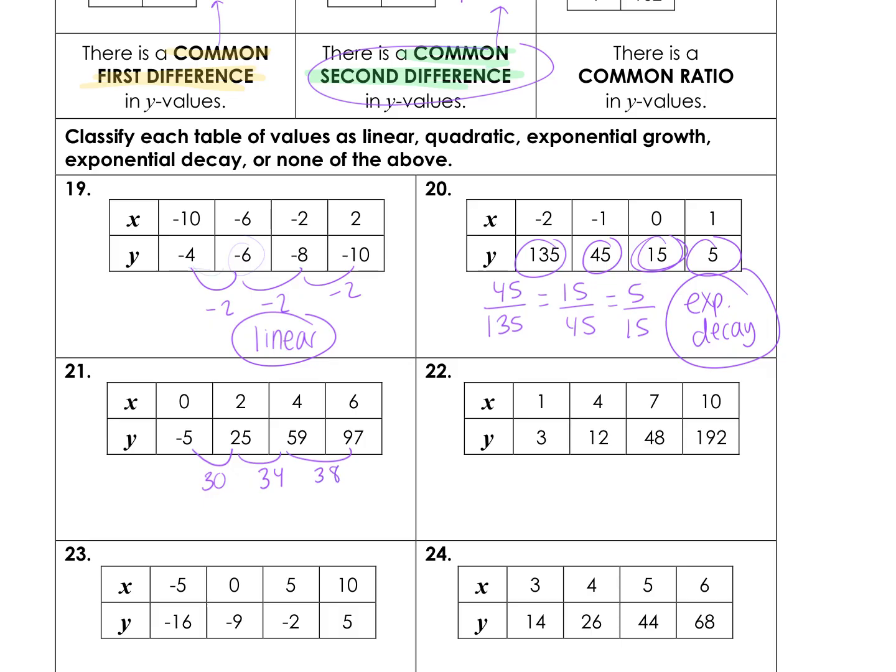Look at the differences of those. From 30 to 34 is up 4. From 34 to 38 is up 4. These are called the second differences. When the second differences are the same, it's quadratic. So this is quadratic.